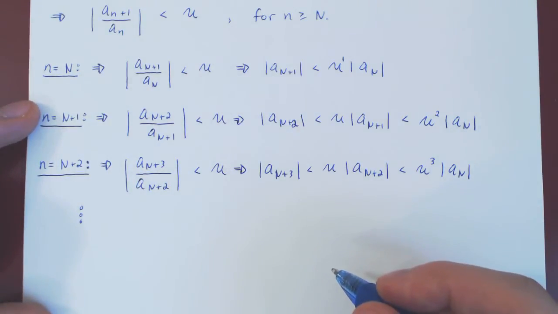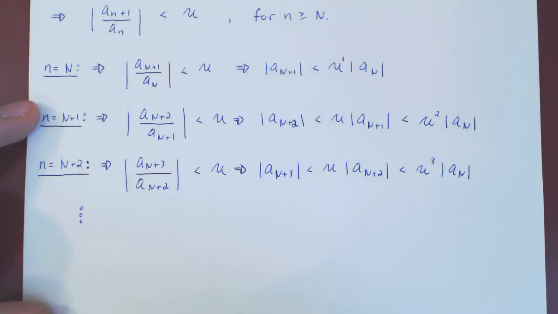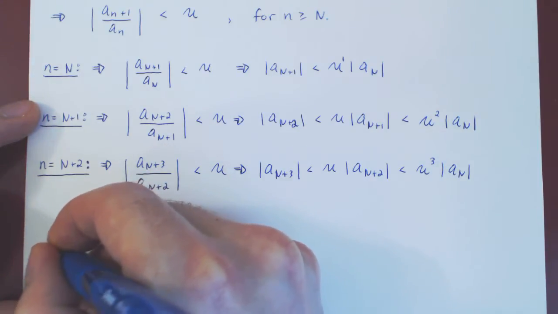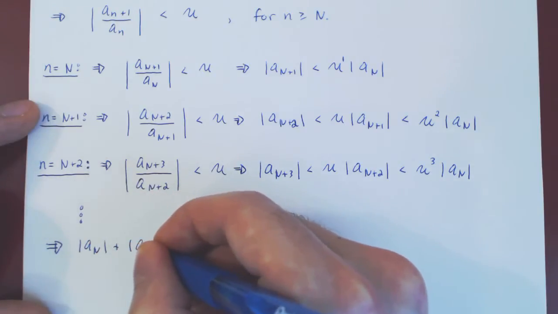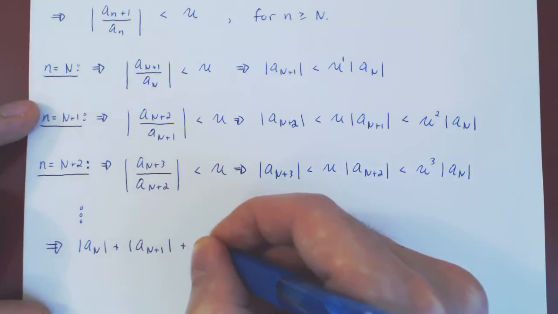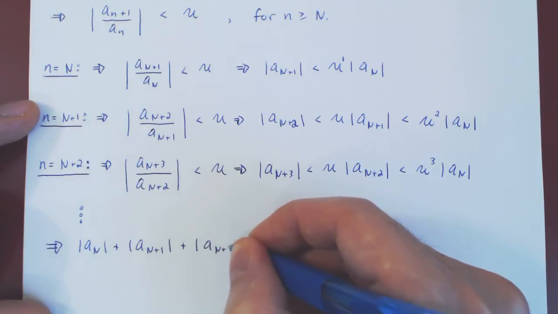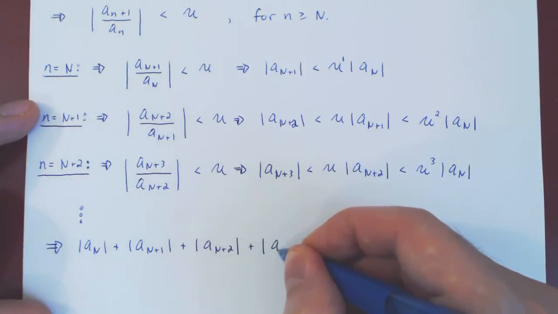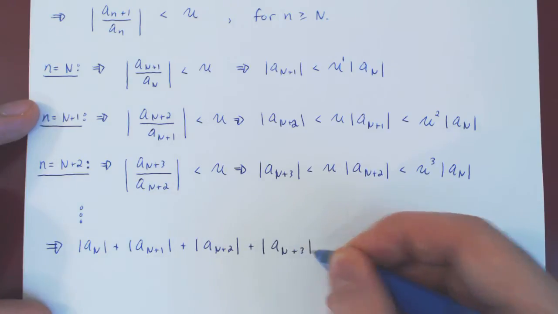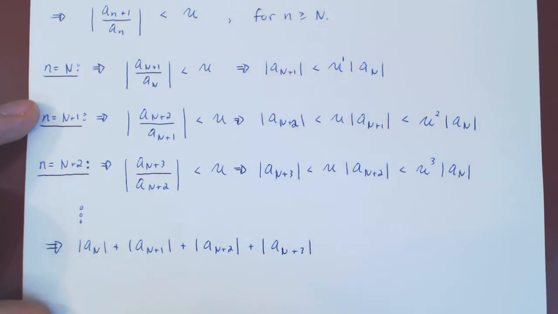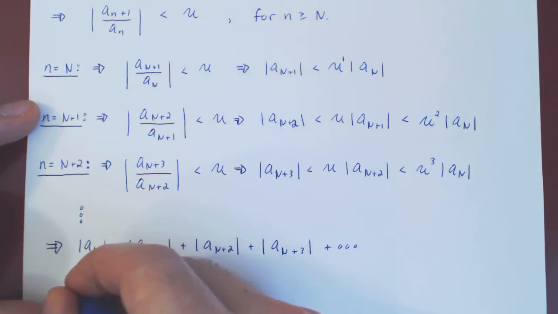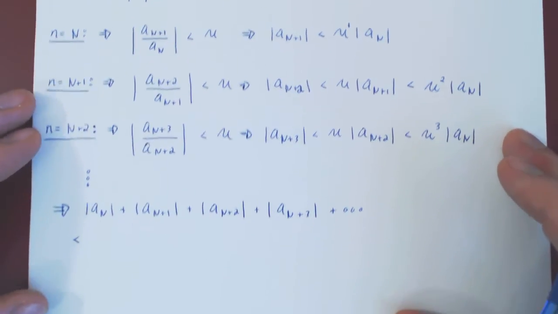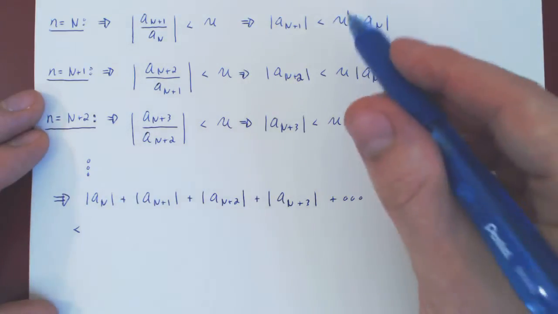So we'll look at the sum of |a_N| plus |a_{N+1}| plus |a_{N+2}| plus |a_{N+3}|, and so forth. So the entire series beginning at |a_N|. Well, let's now use our inequalities.